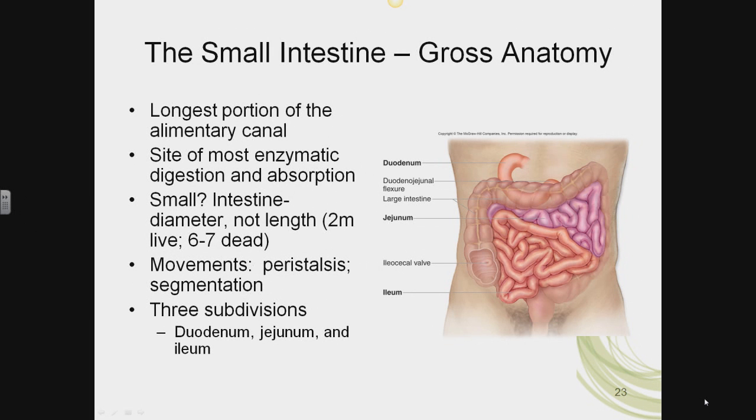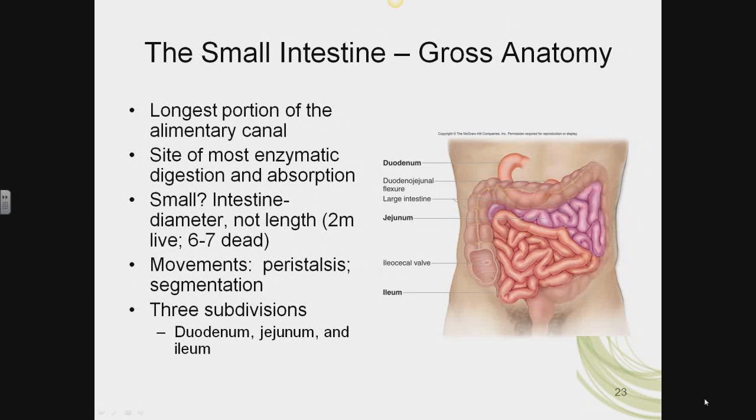The jejunum is the middle region of the small intestine, and I need to warn you, on your lab exam, if we tag the duodenum, it'll be very close to the stomach. If we tag the jejunum, it'll be somewhere in the middle of the intestines. If we tag the ileum, it'll be close to the ileocecal valve. So the duodenum, your landmark is the stomach. For the ileum, your landmark is to look for the ileocecal valve. Anything else tagged in the middle, you're going to go for jejunum as your answer choice.